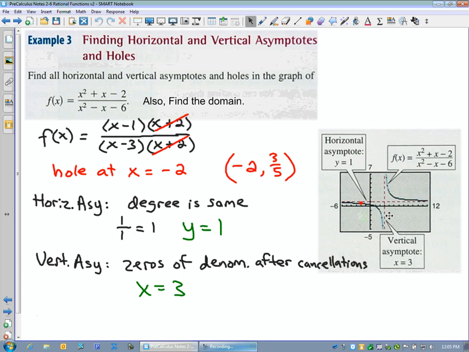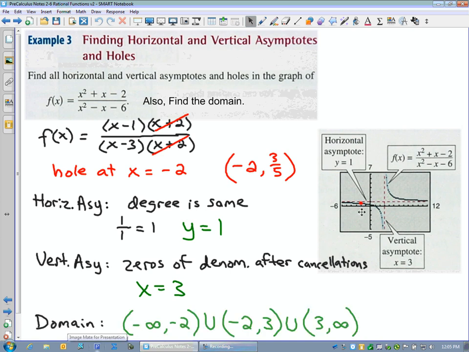Now, as far as the domain, it would be all real numbers except where we have a vertical asymptote, and also except where we have a hole. So here our domain would be negative infinity up to negative 2, where the hole is, and then union with negative 2 to 3, where the vertical asymptote is, and unioned with 3 to infinity, which is everything to the right.